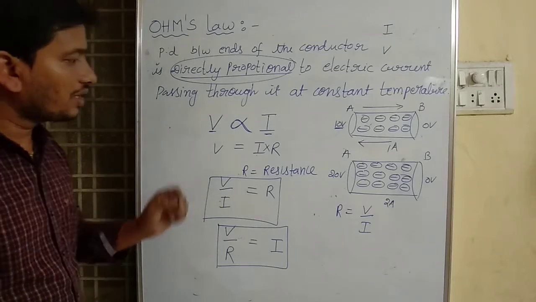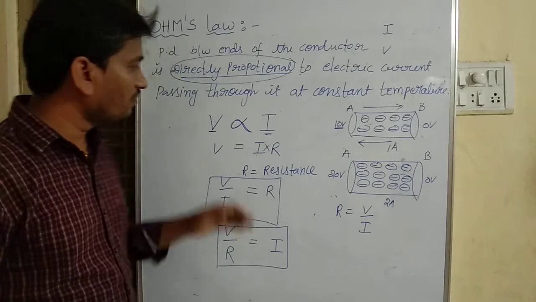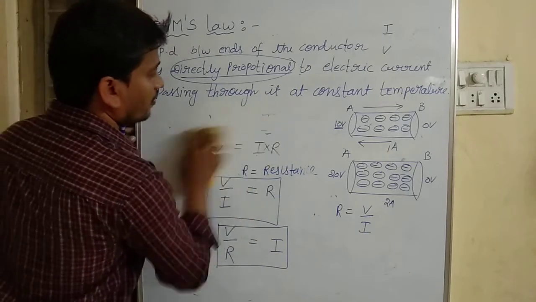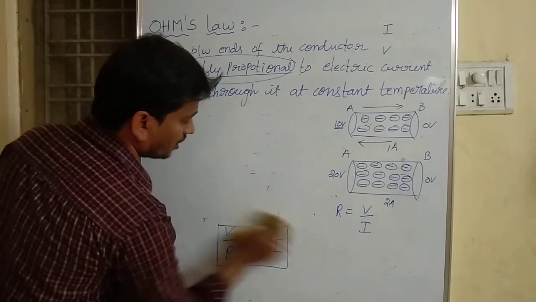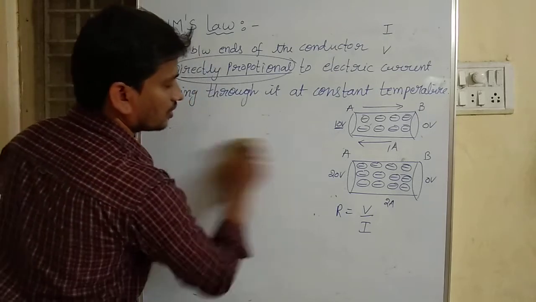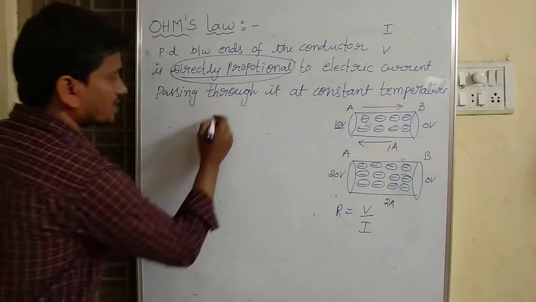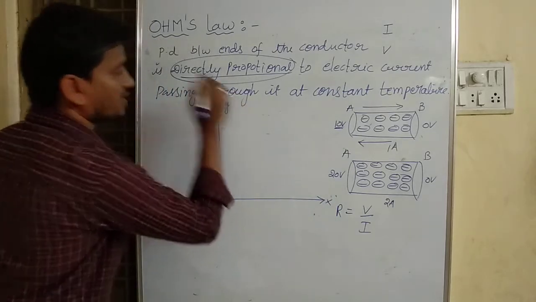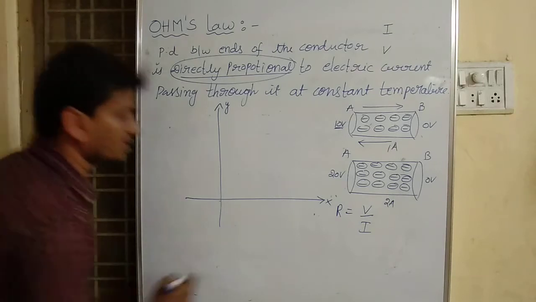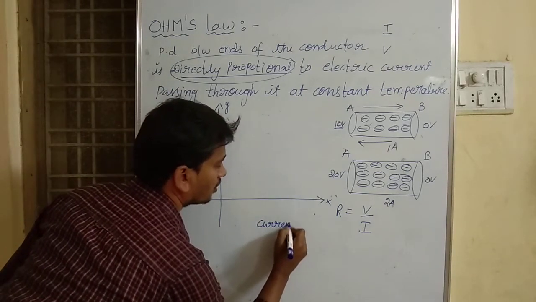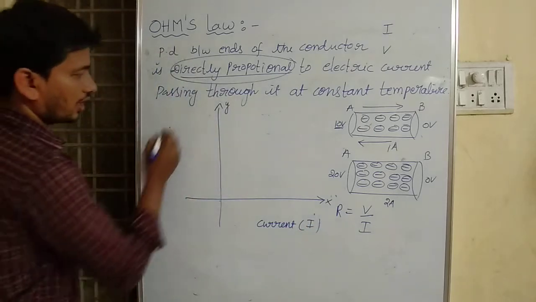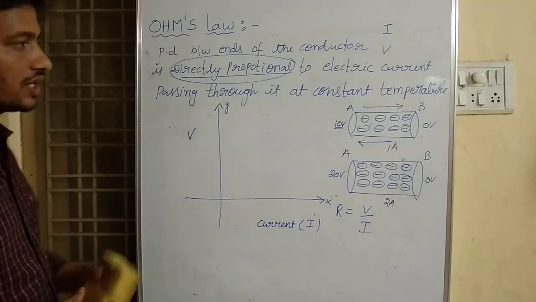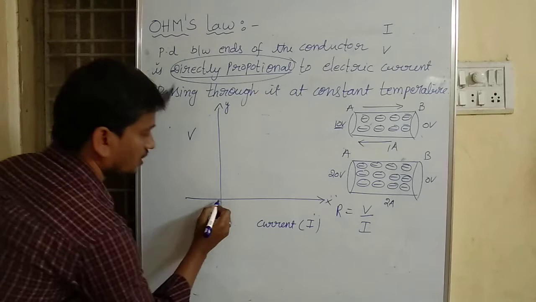Right? So let me draw the graph between V and I. Okay, this is our coordinate axis. This is my x-axis and this is y-axis. On the x-axis, let me take current I, and on the y-axis potential difference V. You can see here, this is our origin.